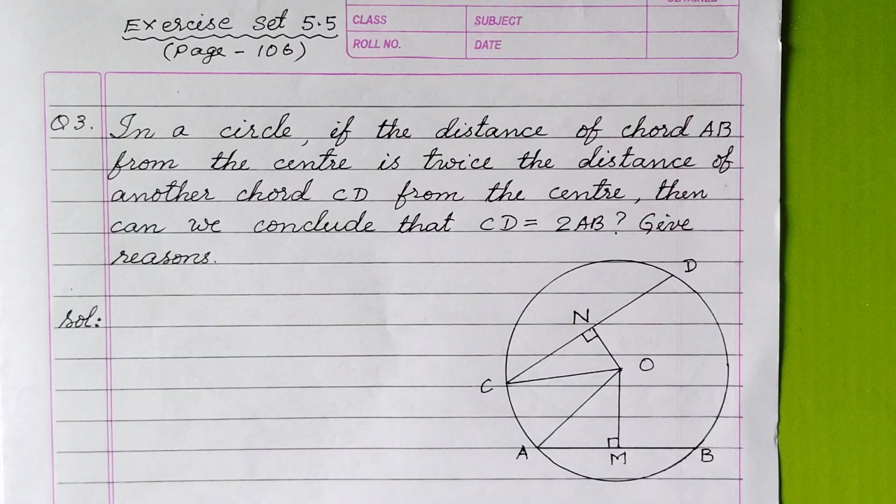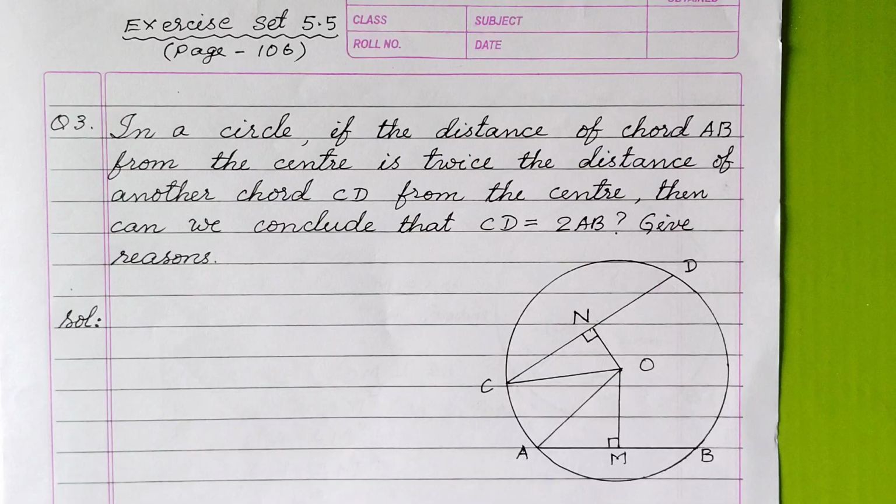The question says, in a circle, if the distance of chord AB from the center is twice the distance of another chord CD from the center, then can we conclude that CD is equal to twice AB? Give reasons.